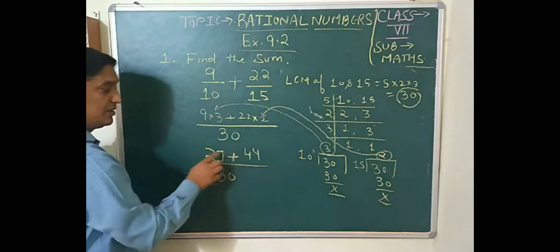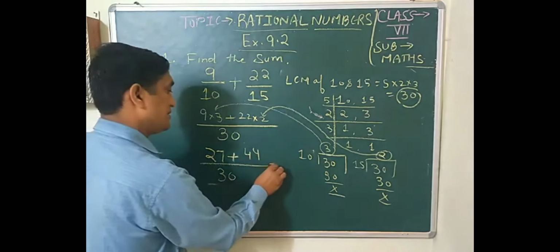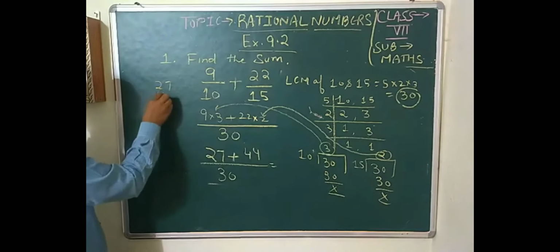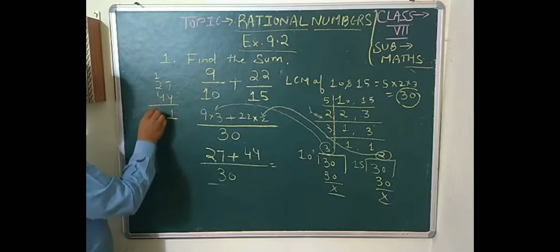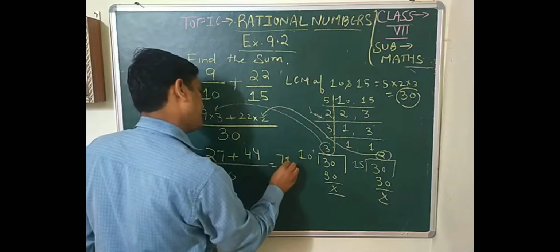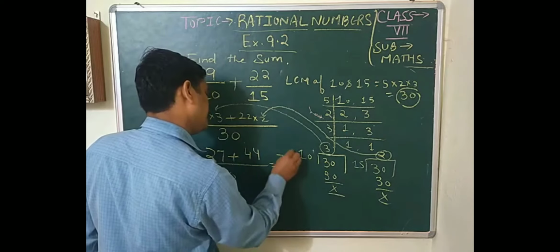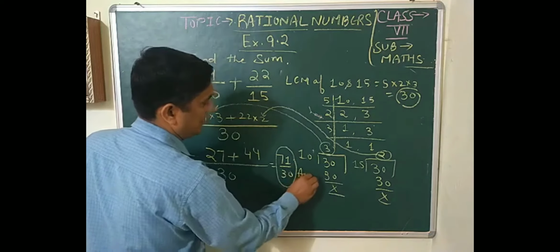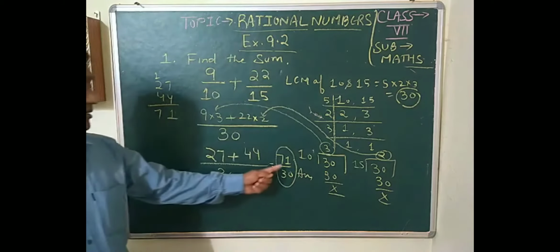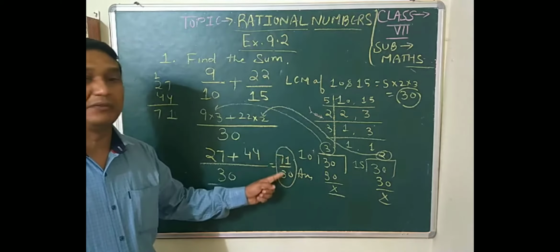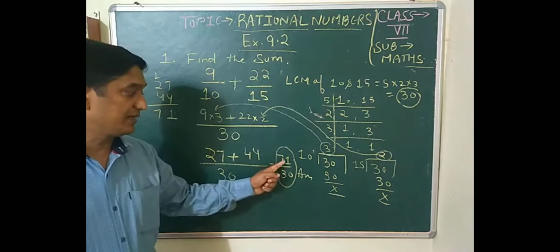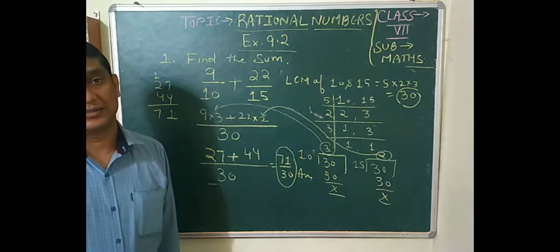Now add this 45 and 22, you can add. It becomes 67 upon 50. This is your answer. We can't bring this into lowest form because these are co-prime numbers. They are not divisible by one another. So keep this 67 and 50 as your answer.